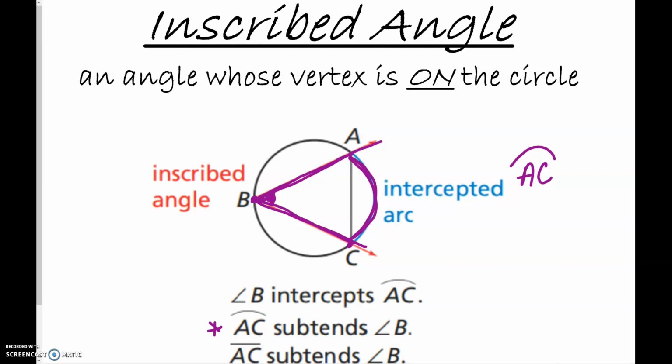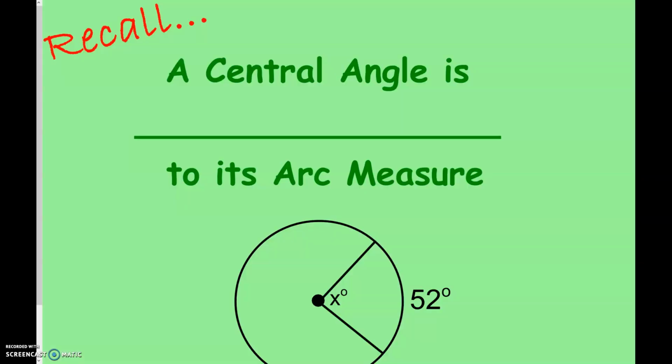And then we also have a chord that we have been talking about. This chord with vertex A and vertex C, chord AC, subtends angle B. But the big thing that we're talking about today is the vertex on the circle and its intercepted arc. So inscribed angle and intercepted arc.